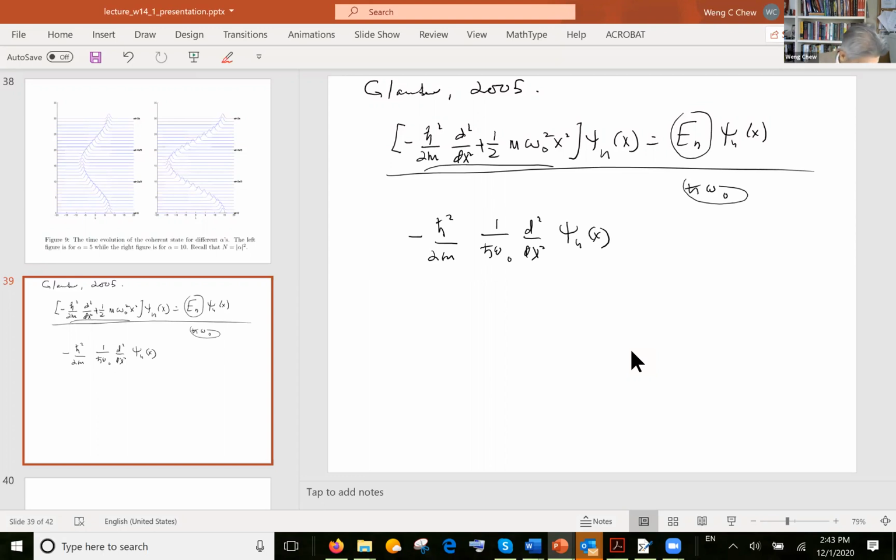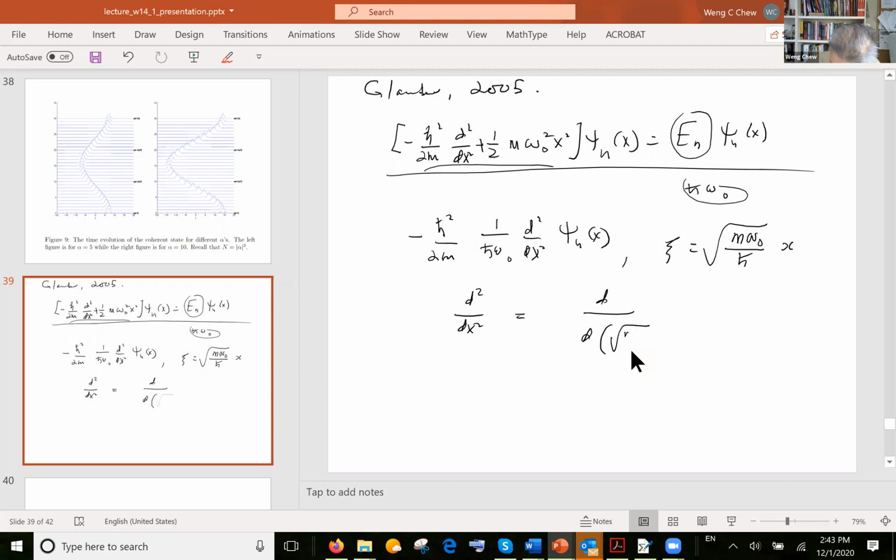And then if I define a new variable, zeta, equal to the square root of m omega naught over h bar times x, then I can see that d dx squared is the same as, I can write this by a simple trick. I can write this like this and then put an m omega naught over h bar out there. It's the same thing. Can you see that it's the same thing?